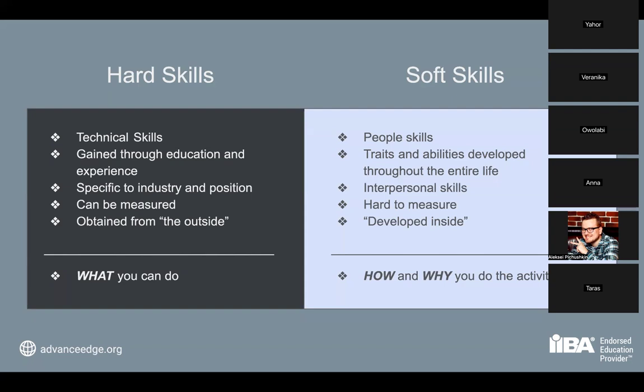An example of a hard skill in business analysis will be your ability to draw a wireframe. This is a hard skill, right? And in other words, hard skills are about what you can do, right? Soft skills. Soft skills are also called people skills or interpersonal skills. And these are the abilities that are not necessarily learned at universities, even though some universities are already offering courses related to this matter, but they are the skills that are developed throughout your entire life.